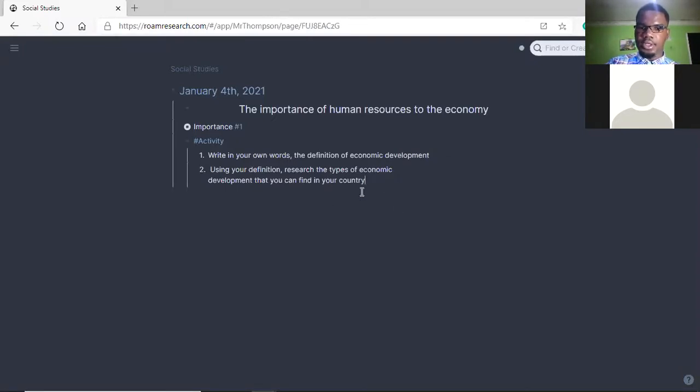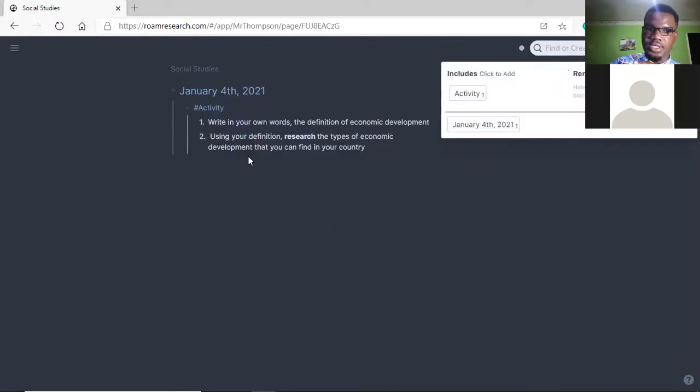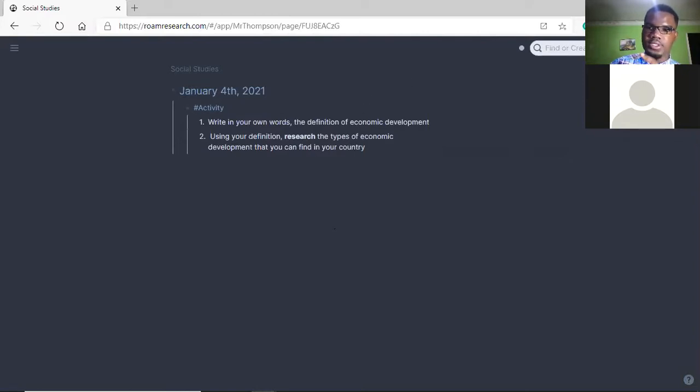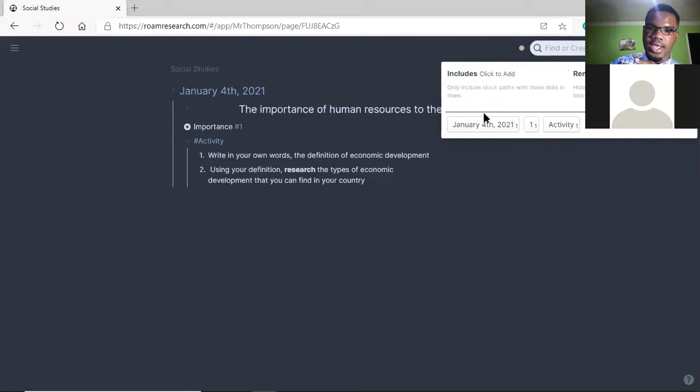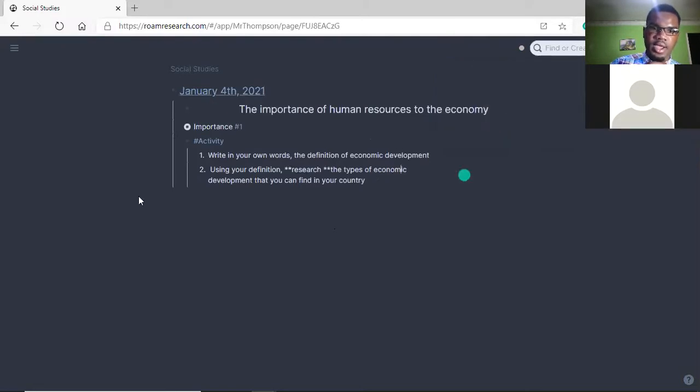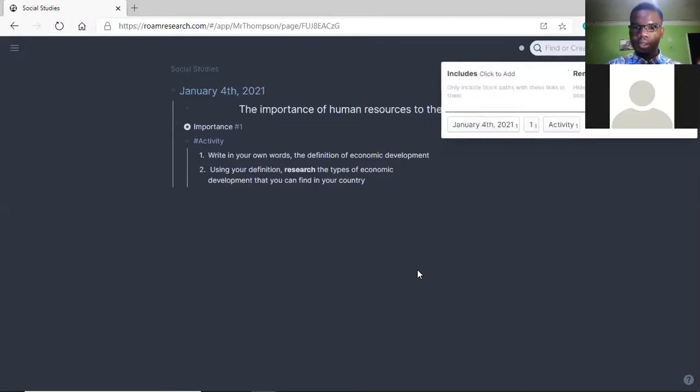Using a definition, research the types of economic development that you can find in your country. So there are two activities. And if you want to use the website, remember, you always go here, which is to filter. Here is to filter, and you're going to filter only for your activities, and you'll see all of them come up. But if you just want to see the notes, you unclick this and you just click the date, which is January 4th, and you see all the notes there. Understand? Yes, sir. All right. Let's go to the next one.